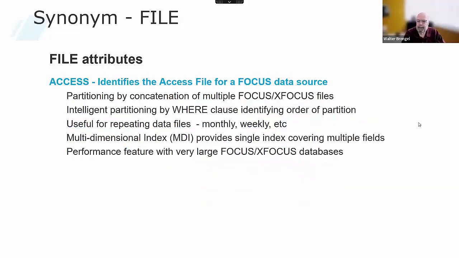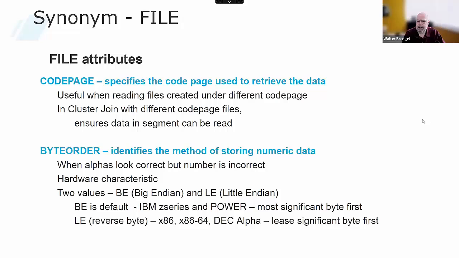Okay, access file, I've already mentioned that. Code page, byte order. All right, so here we go. BE is the default. IBM Z series and Power. It's the most significant byte, and LE is the least significant byte first.